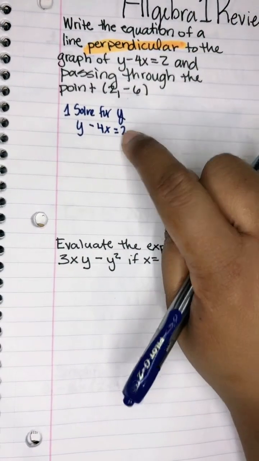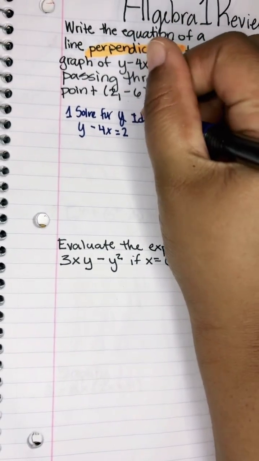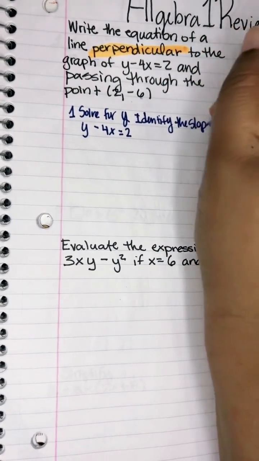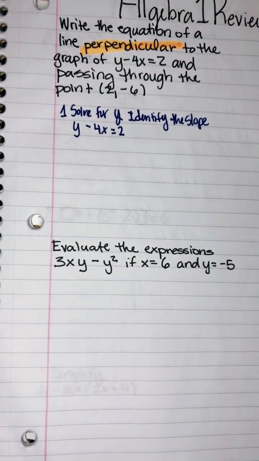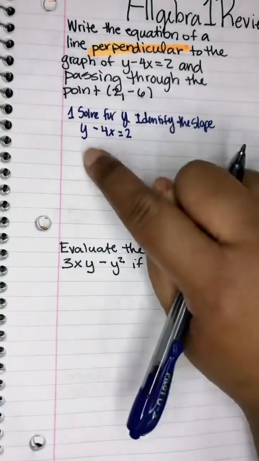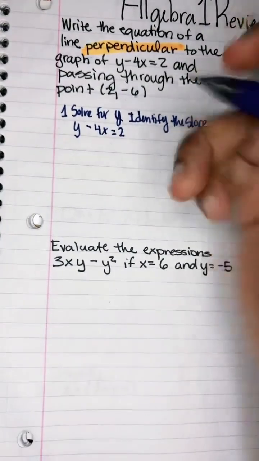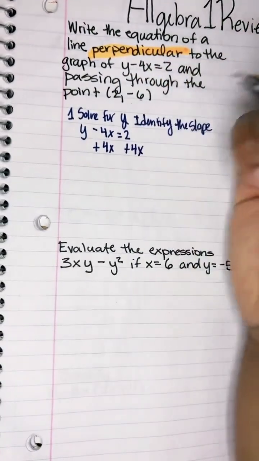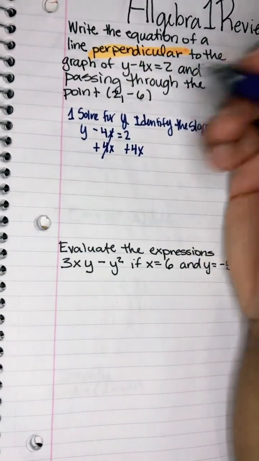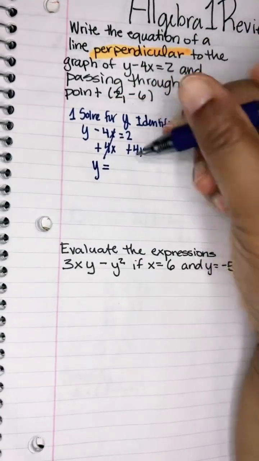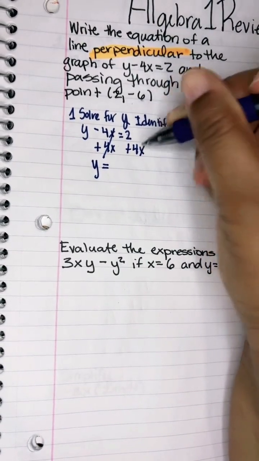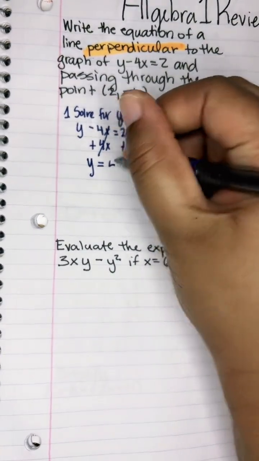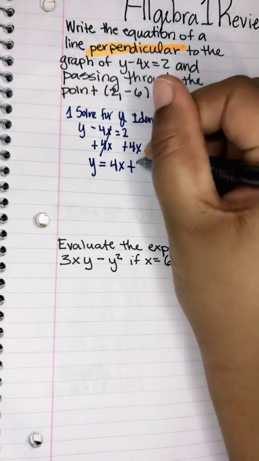Why we're doing this is because we can identify the slope. Okay, that's why we're solving this for y, so we can identify the slope. So if we want to solve for y, that means we need to move this negative 4x to the other side by adding 4x. Okay, this cancels and we get y equals. Now these are not like terms, so we cannot combine them. And since we cannot combine them, we just write them horizontally. So we write 4x, this is a positive 2, plus 2.